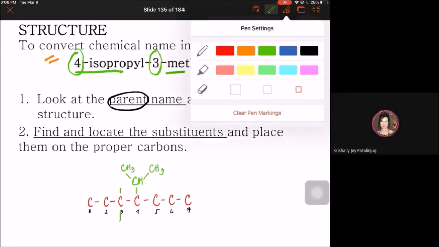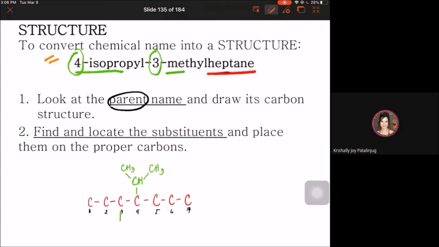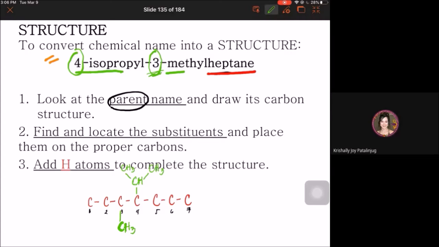So let's say, ako man ang nag-draw, okay? So butang na ko siya sa ubos ang methyl. Di ba methyl is CH3. Nasa carbon 3 daw po. Okay? So hapit na nato siya ma-complete. Iyahang structure. Step 3, add hydrogens. You add hydrogens to complete the structure.